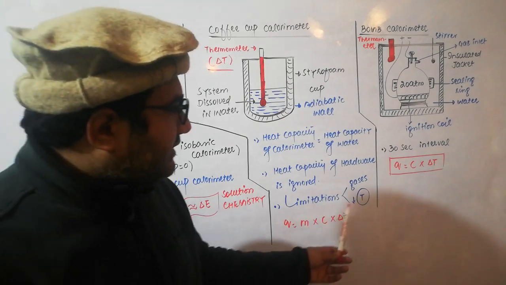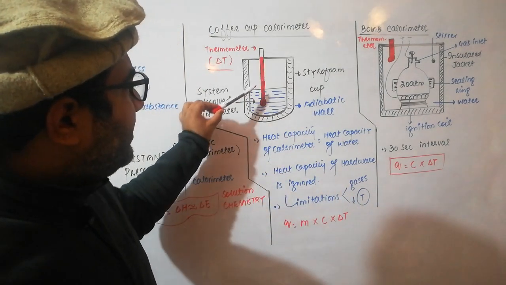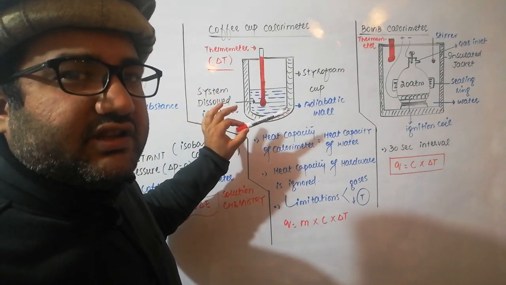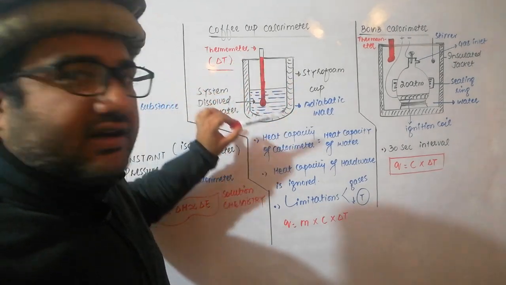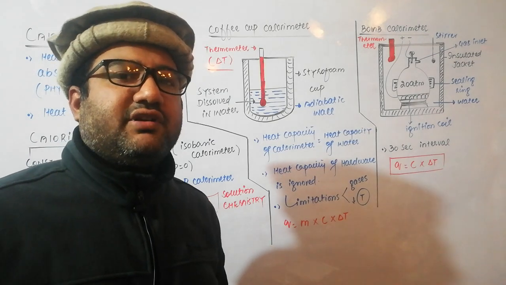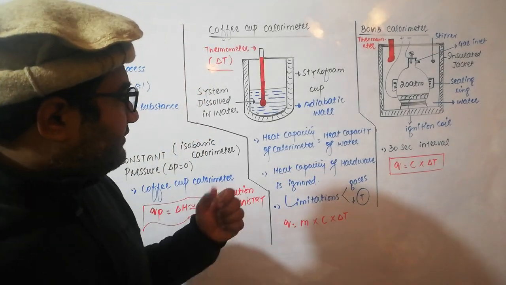And secondly, the temperature should remain very low. Those reactions in which the temperature becomes very high cannot be studied with this calorimeter, because this polystyrene cup may melt in it. So reactions involving small temperature changes are usually discussed in it. And what is the formula applied?